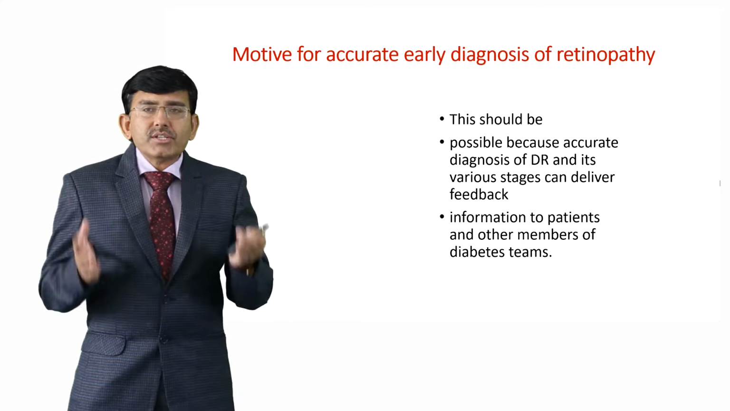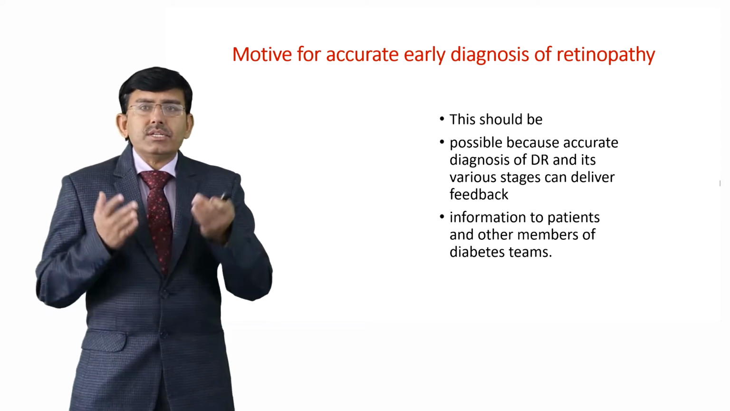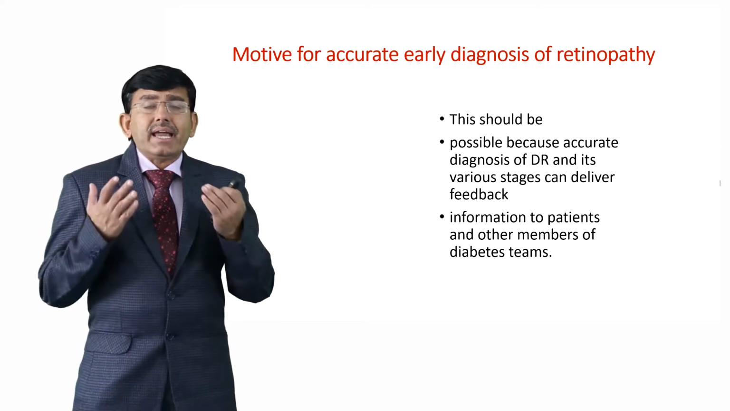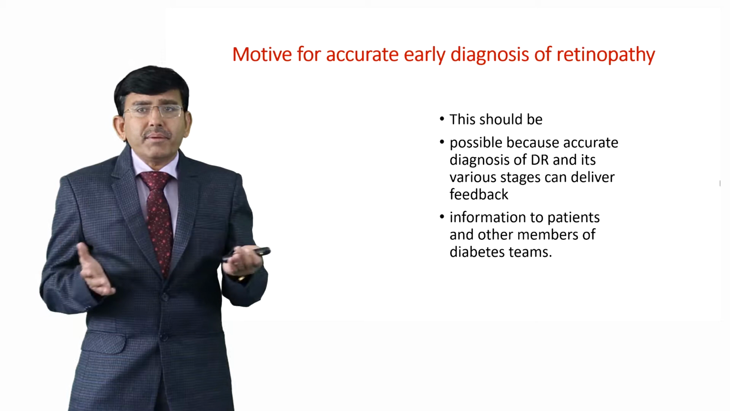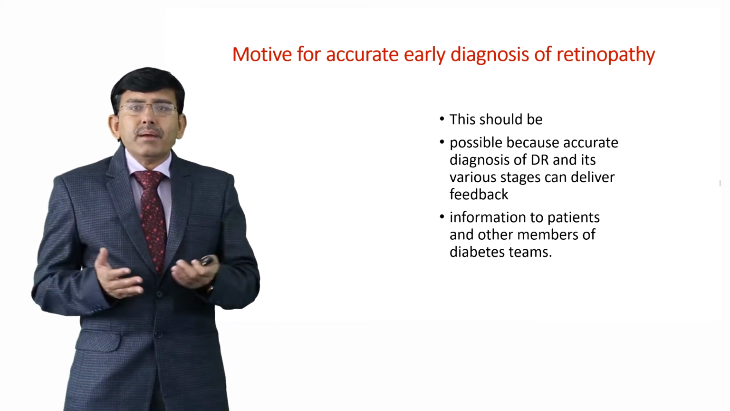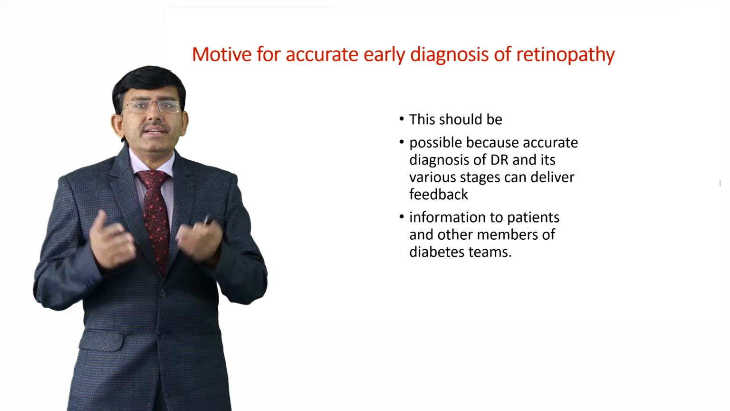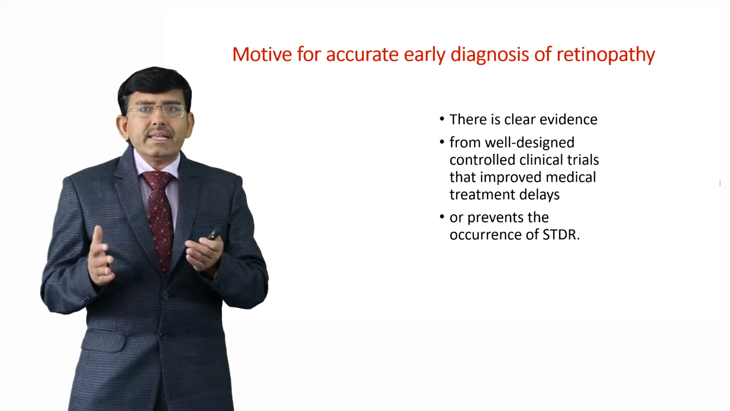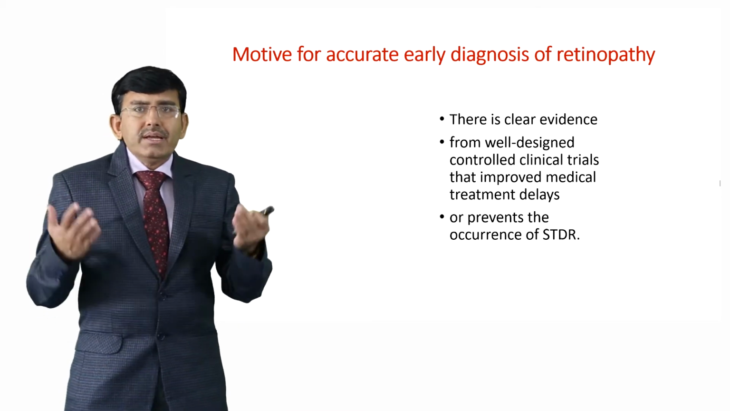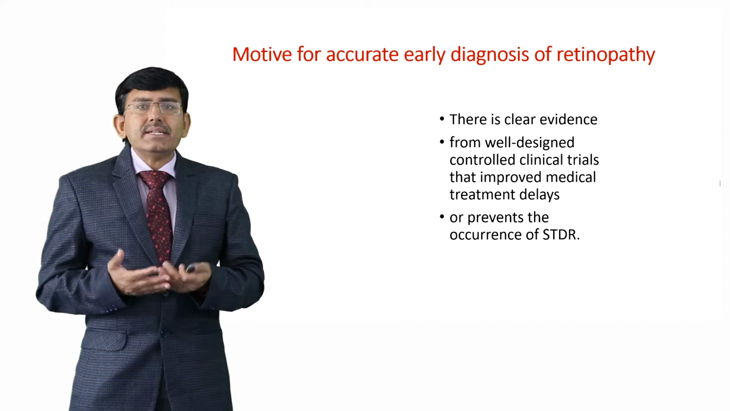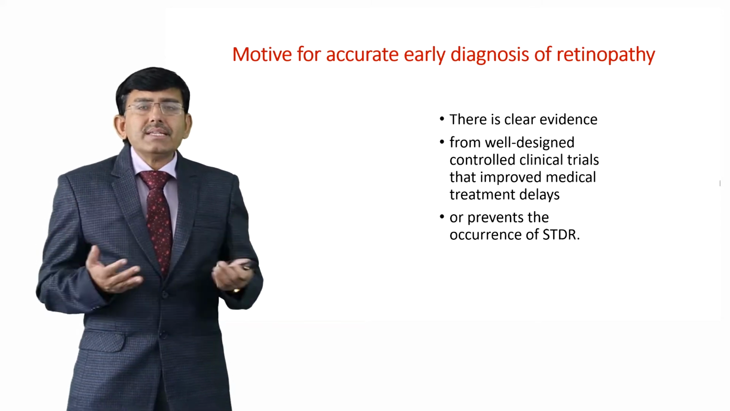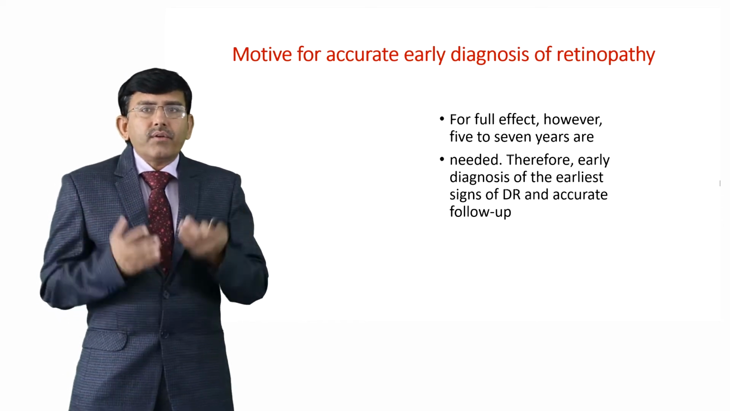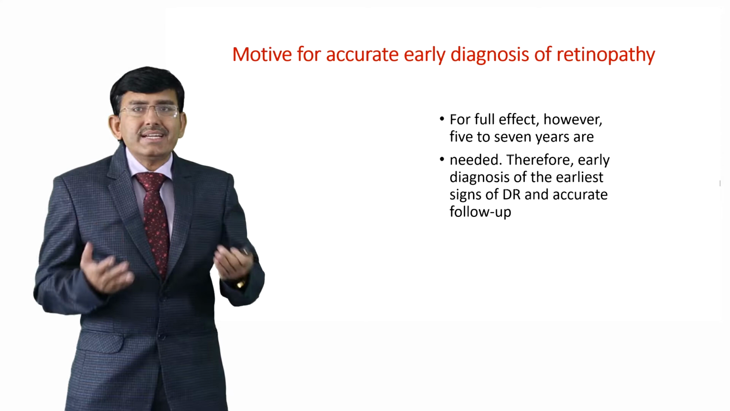This should be possible because accurate diagnosis of diabetic retinopathy and its various stages can deliver feedback information to the patient and other members of the diabetic community. There is clear evidence from well-designed controlled clinical trials that improved medical treatment delays or prevents the occurrence of diabetic complications. For full effect, however, 5 to 7 years are needed.